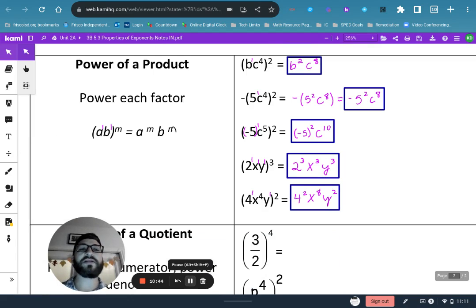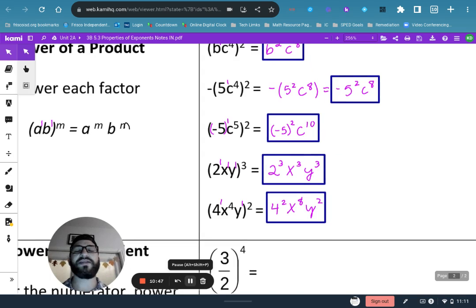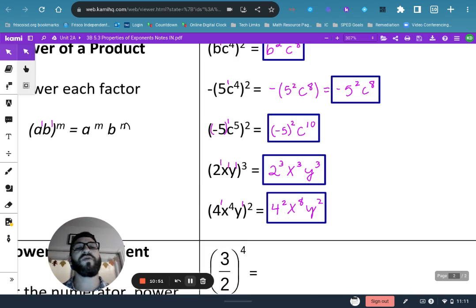All right, so let's talk about these. So we have negative, parentheses 5 to the first, c to the fourth, and that's all to a second power. So the squared is going to get distributed into the 5 to the first and the c to the fourth. So that becomes 5 squared and c to the eighth. I still have that negative on the outside though, so it becomes negative 5 squared c to the eighth. I want you to see the difference between those two. See how the negative was on the inside? So I took that whole negative 5 to the first and distributed the 2. So it's negative 5 being squared.